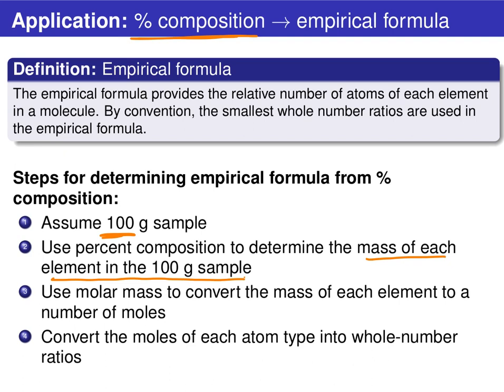Then we're basically back to what we just talked about. Once we have a mass, we can convert that mass to the number of moles. So mass converted to moles, and then use that smallest number of moles and any other modifications you might have to make in order to determine the smallest whole number ratio of the different atom types.